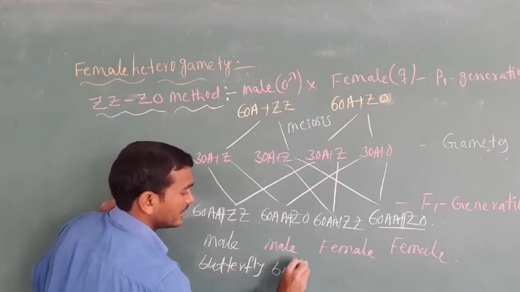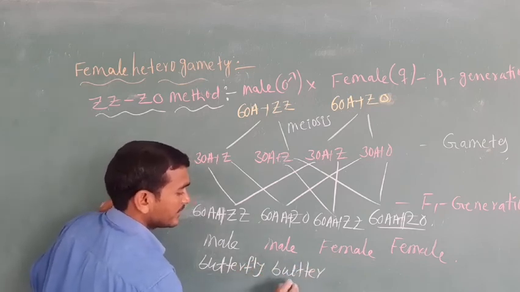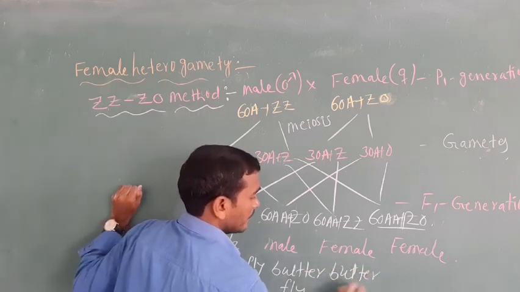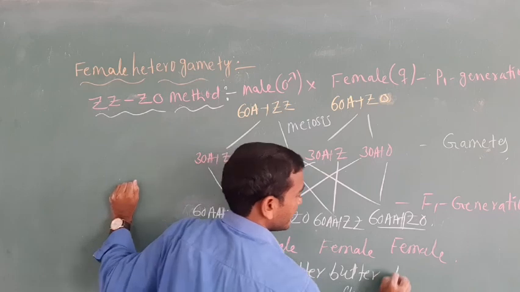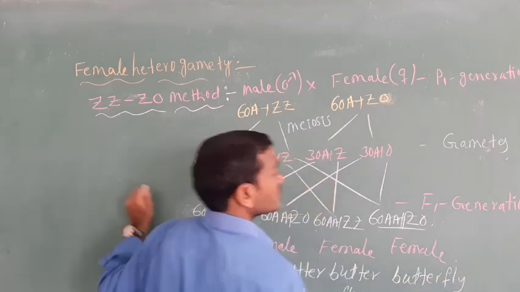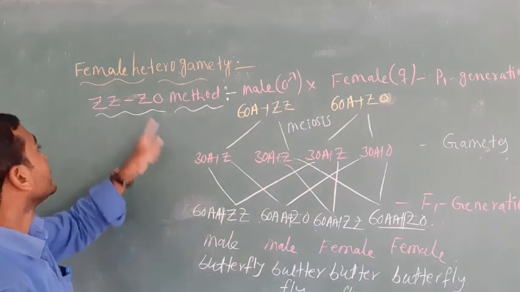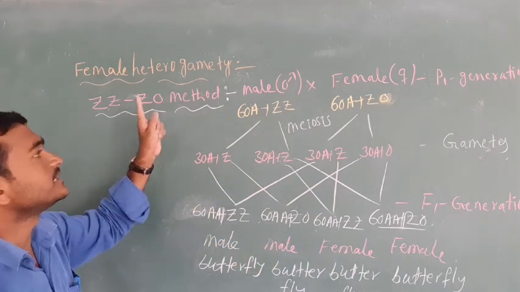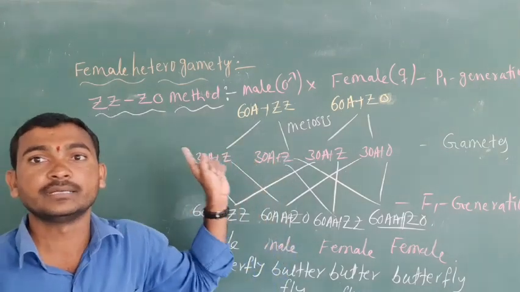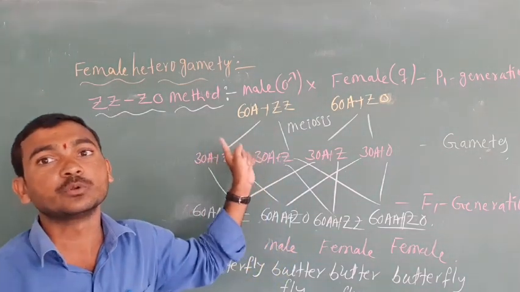Again the male butterfly. It is a female butterfly. So like that, it is about the female heterogametic Z0 method. The examples are very important in internet and PU board level.